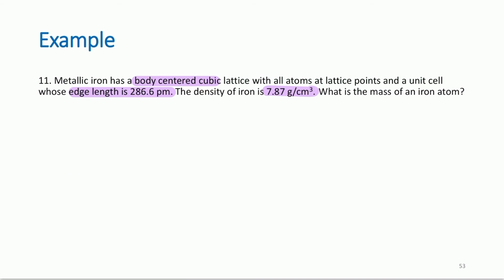So I'm going to write up here because I've got a little bit to write. So 286.6 picometer. I'm going to convert that to meters.